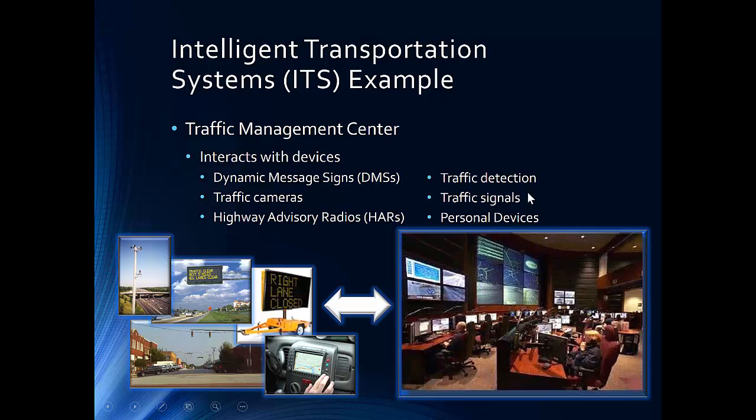Again, this is a classic example of what Georgia Navigator might look like, with operators working with the data they receive. And these are some of the field devices you'll see. You see changeable message signs, cameras, signals, in-vehicle devices. Again, all of these things are being used to try to actively manage traffic.